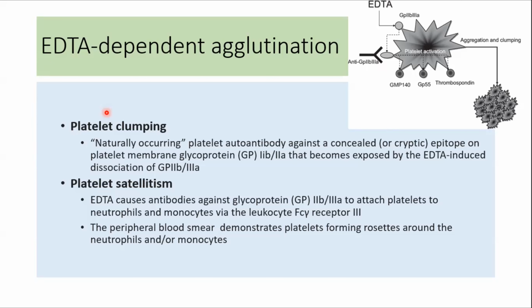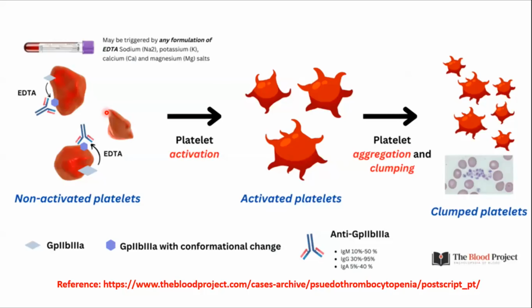Platelet clumping occurs because when EDTA is added to a blood sample, it exposes the cryptic antigens in the platelet membrane, and the naturally occurring platelet autoantibodies can bind to those antigens, and there is agglutination. Similarly, because of this EDTA, antibodies against glycoprotein 2b3A attach the platelets to the neutrophils, leading to platelet satellitism. So these are the two mechanisms by which EDTA can cause platelet clumping, and this leads to pseudothrombocytopenia. This picture illustrates the same mechanism.